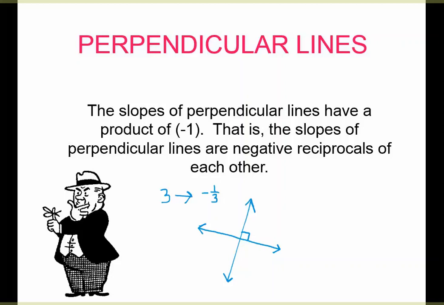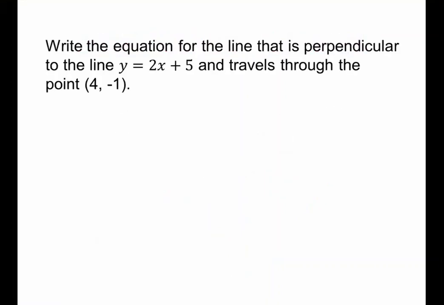So if you want to create perpendicular lines, the trick is to have two equations with slopes that are negative reciprocals or opposite reciprocals of each other. Just like when we wanted to create parallel lines, we knew that we'd have to have slopes that were the exact same. All right, so let's take a look at an example problem.